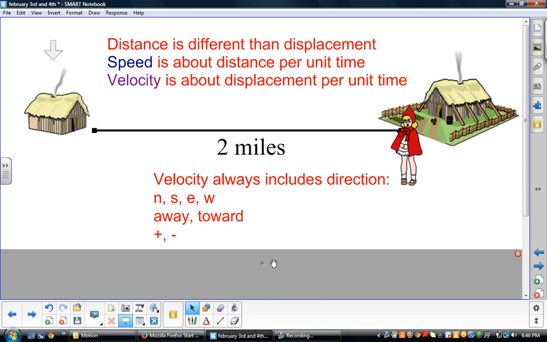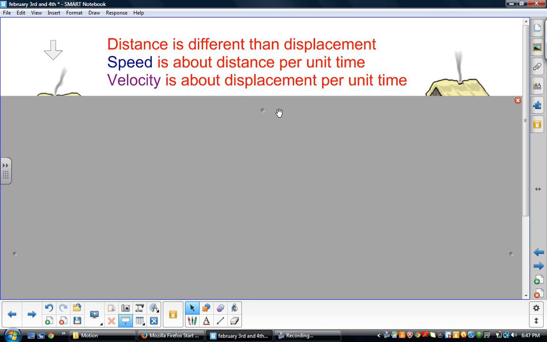Velocity always includes direction. It might say north, south, east, or west. It might say away. It might say toward. That's a good way to make clear what your direction is, and sometimes we just use it with pluses and minuses. Alright? This is a good thing for you to write down. So I'm just going to pause this while you get out some notes, and I want you to write down what we have up here at the top of this paper as far as these 3 definitions. Alright, so hopefully you've written those things down now.